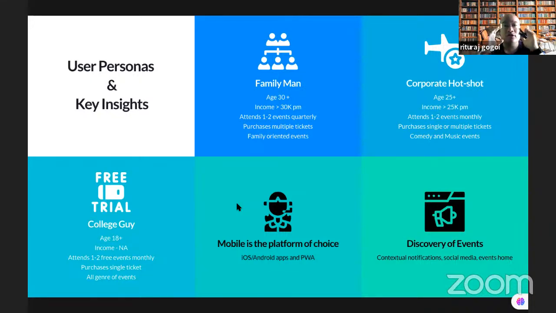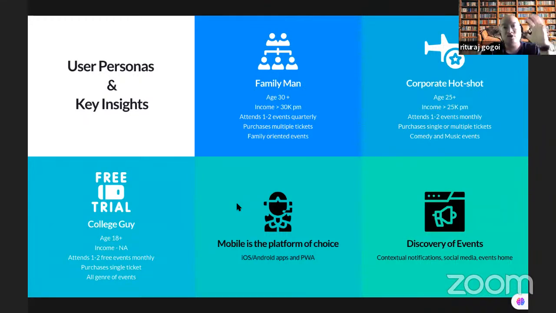And of course, for ease of discovery, they wanted an events home, or something where they could come and do events discovery without any problem. Okay. So that's some of the key insights that we were able to glean from all the efforts and time that we had spent in problem discovery.